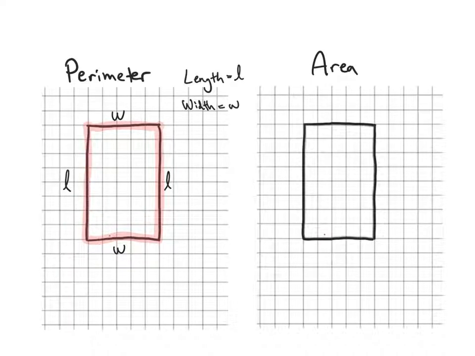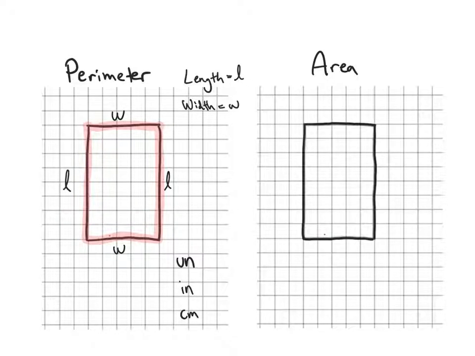So what we're essentially doing is counting the number of units it takes to go around the outside of the rectangle. Since this is only a one-dimensional measurement, it's typically given in just units, or if it was given a specific type of measurement like inches or centimeters, we might represent it in inches or centimeters.